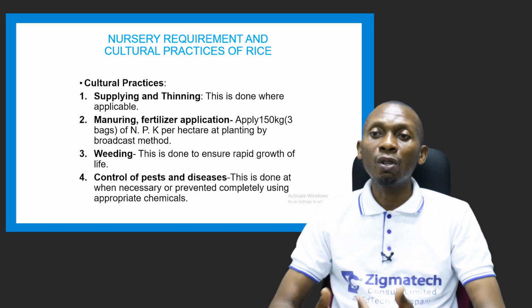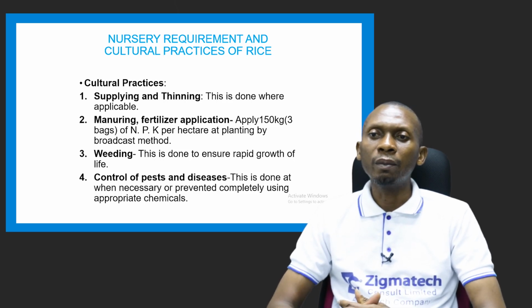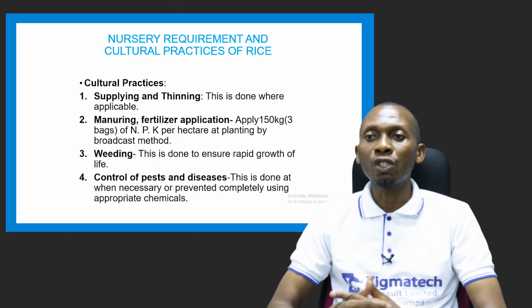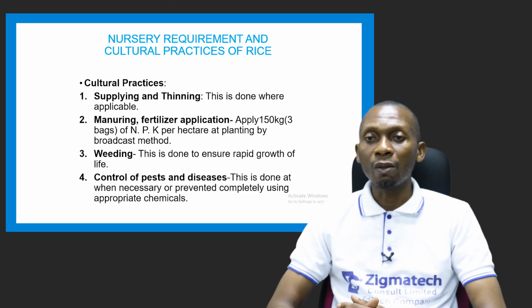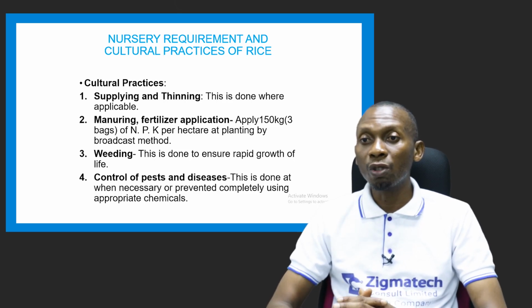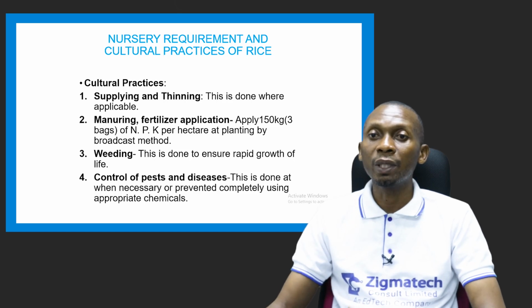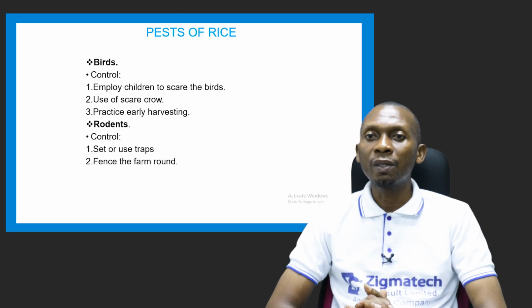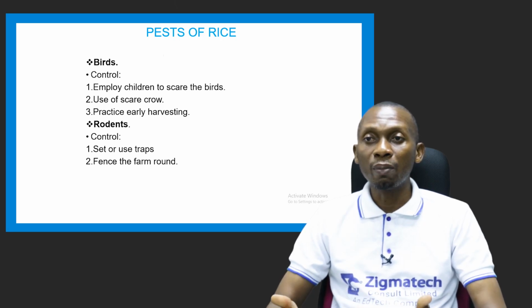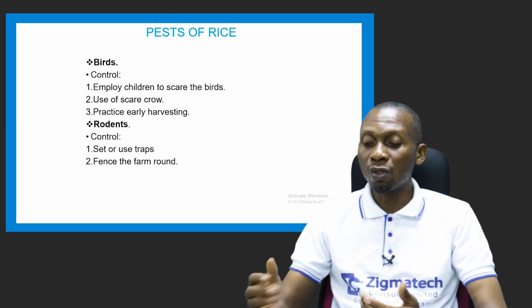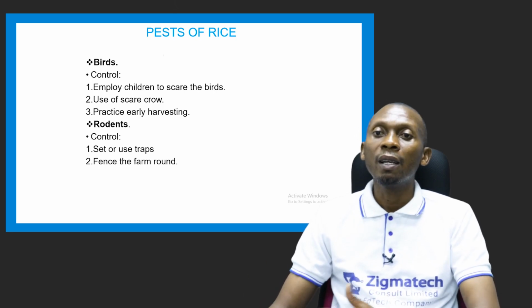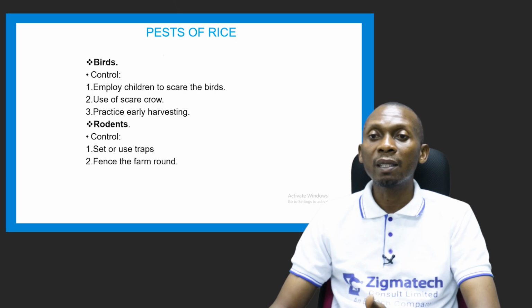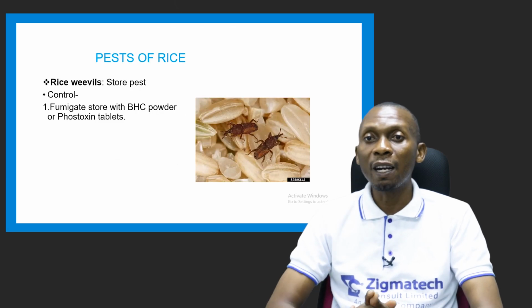Then for weeding, it should be done regularly to ensure rapid growth of our crops. Then you also need to control pests and diseases when necessary. Now let's look at the pests of rice. We have birds, and how do you control it? By using scarecrows, or you can employ children to scare the birds off. You can also practice early harvesting. Rodents can also be controlled using traps or a fence to farm.